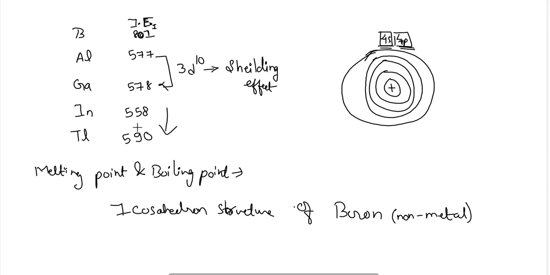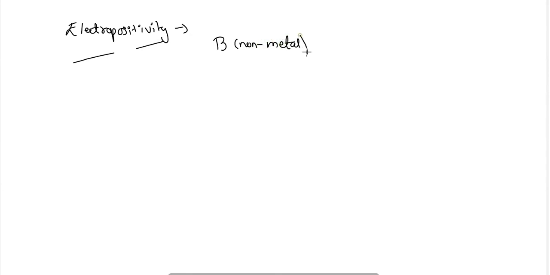Okay. Next is the electropositive character. So the electropositive character for the group number 13 elements, electropositivity. Here we will see that boron is a non-metal and it does not possess a high electropositive nature. Okay, while it possesses a more electronegative nature in comparison to the other elements present in the group, that is aluminium, gallium, indium and thallium.